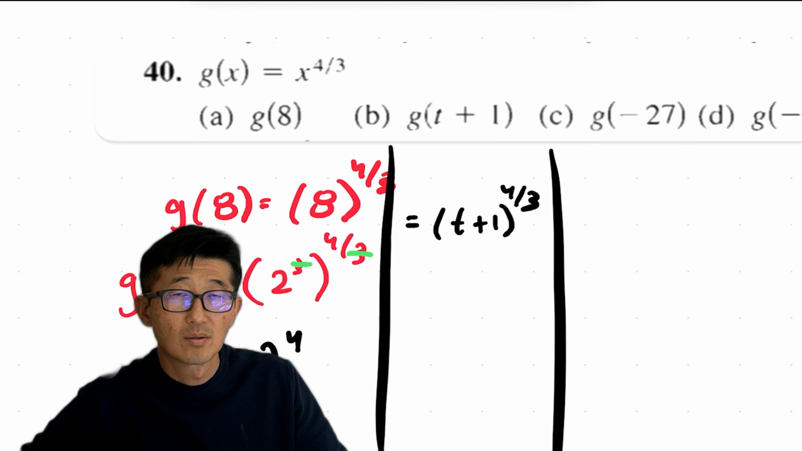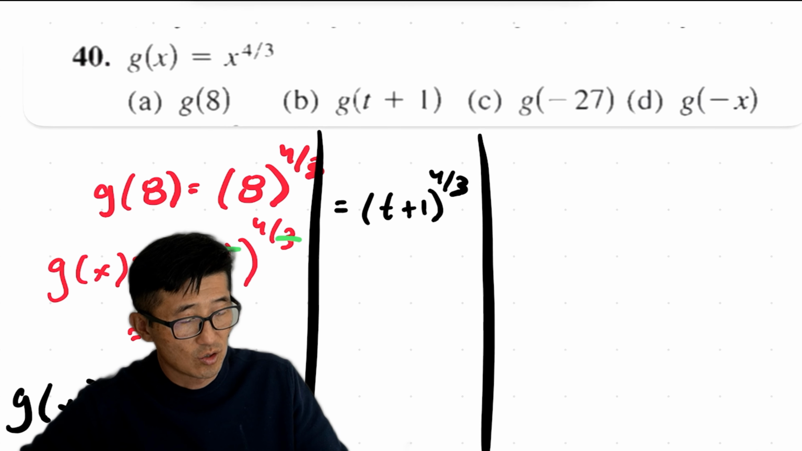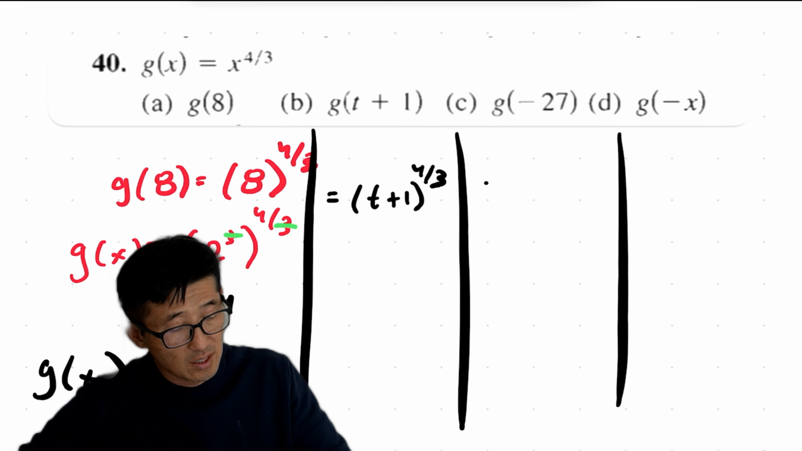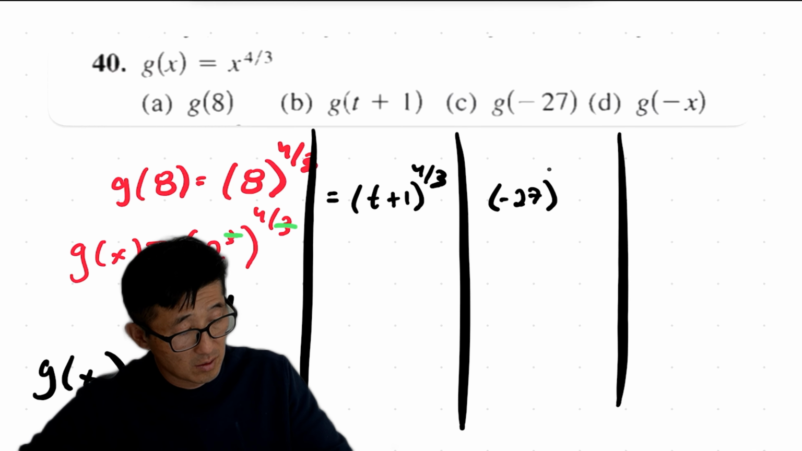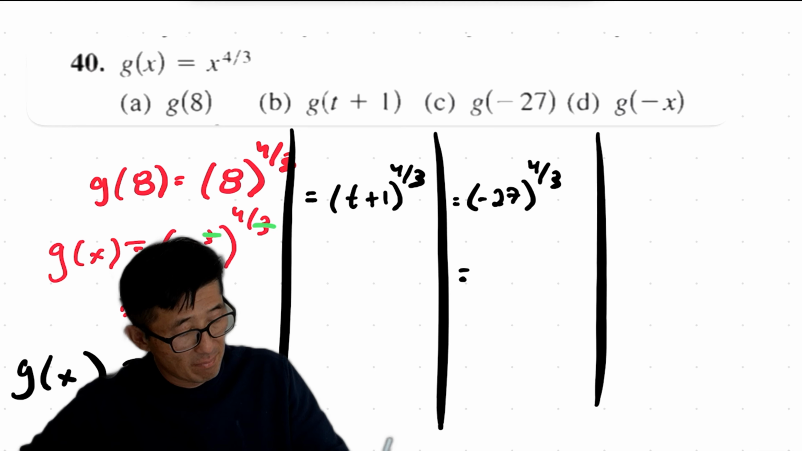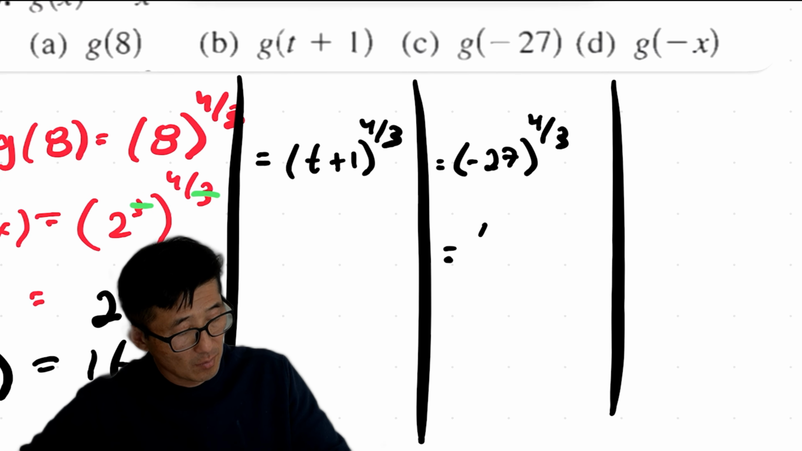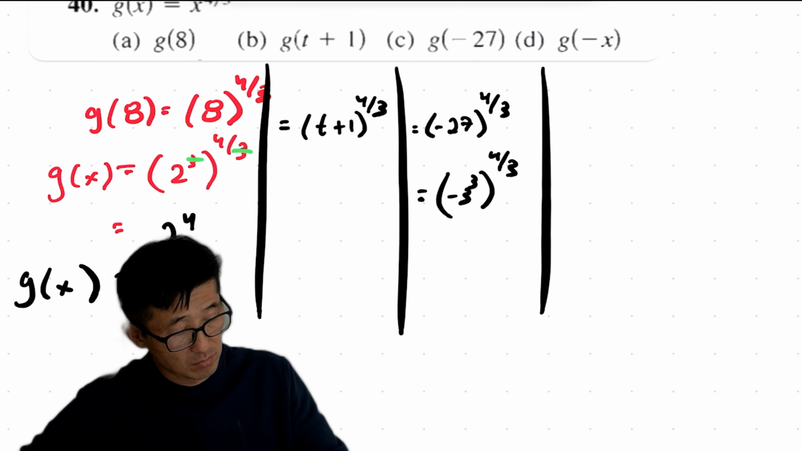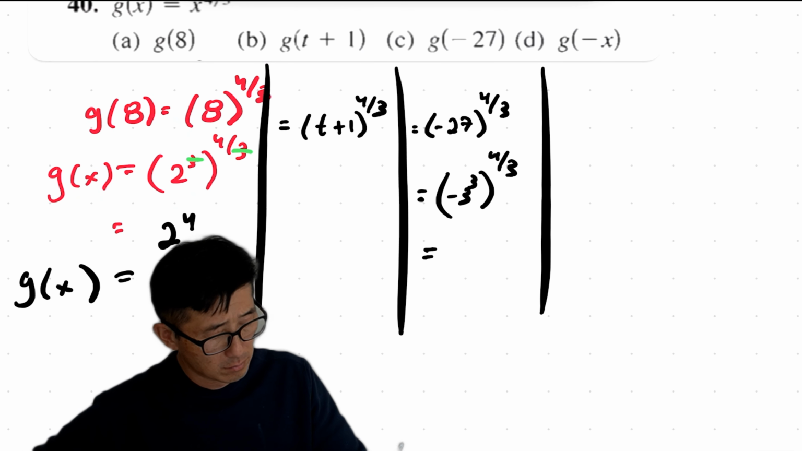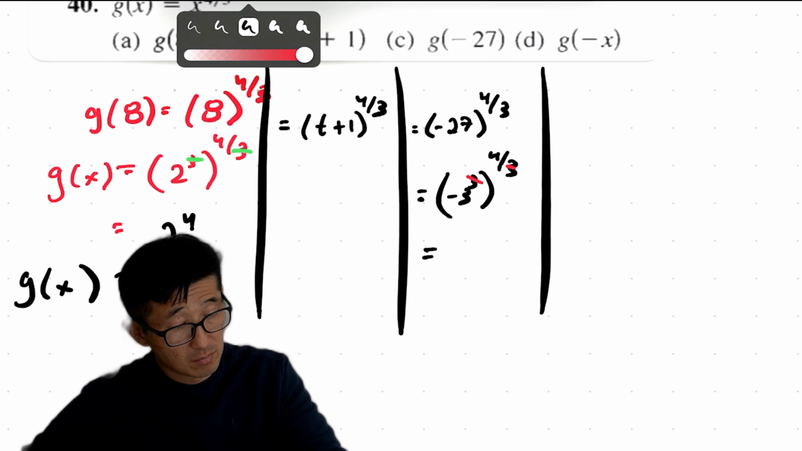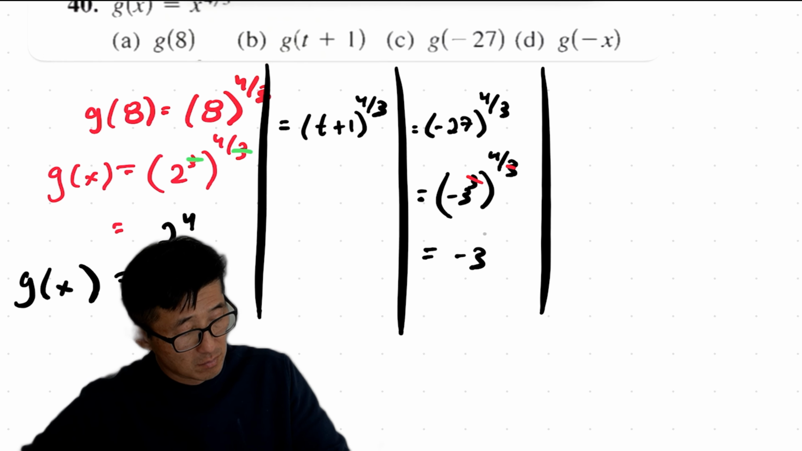I don't know what to do with this one. Well, that's all you can do. That's it. That's your answer. Okay. All right, try letter C. What'd you guys get? 81.